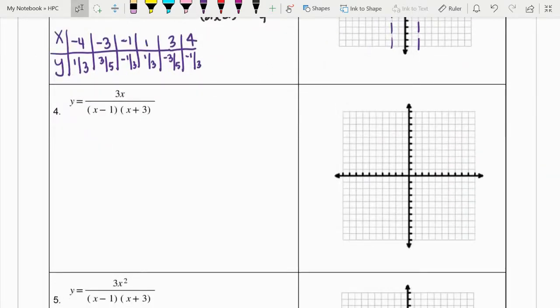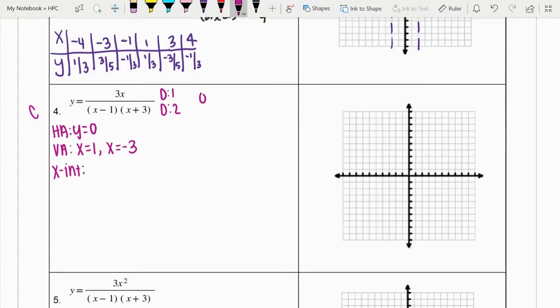Number 4, y equals 3x divided by (x minus 1)(x plus 3). So again, in the numerator, my degree is 1, and in the denominator, my degree is 2. So this again is like example C from our table up above. So my horizontal asymptote will be y equals 0. My vertical asymptotes, again, set the denominator equal to 0, so we will have x equals 1 and x equals negative 3.